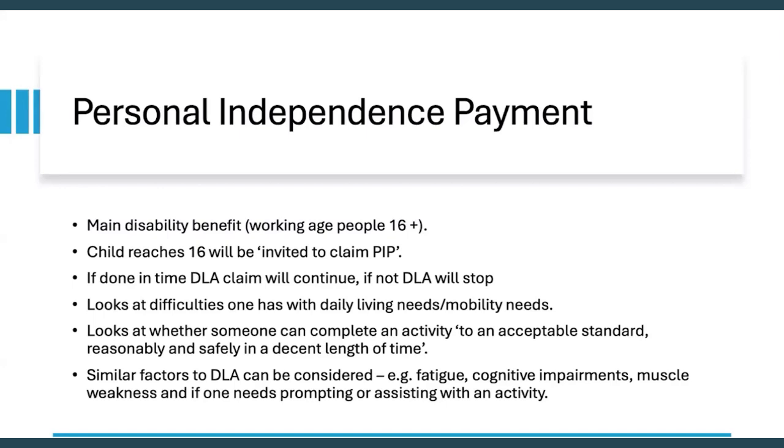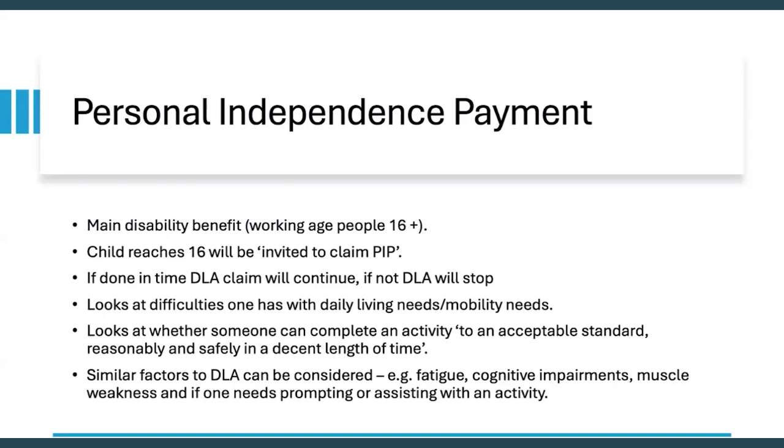So as we've mentioned before, once a child reaches 16, they will be invited to claim personal independence payment. It won't be an automatic transition over onto PIP. They'll need to make the claim. If the claim is made within the time frame permitted, the DLA will continue until the PIP claim is assessed. And in some ways, it's very similar to DLA.